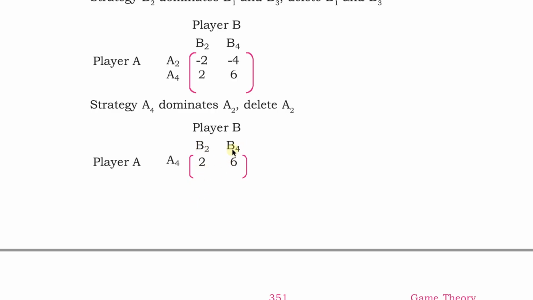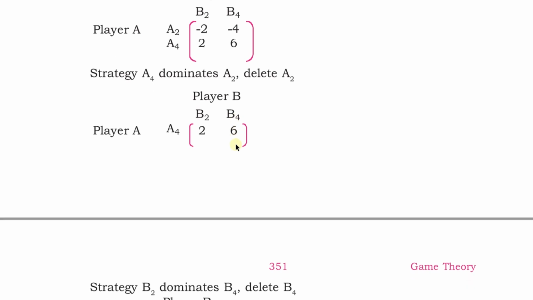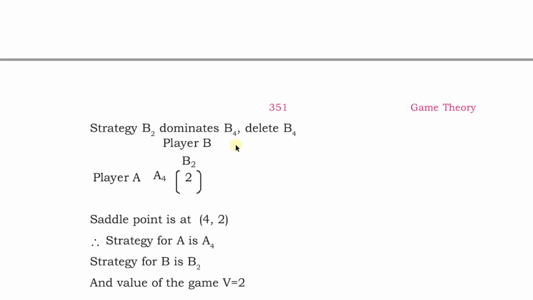Here we are going to do column wise comparison. So again the smaller one dominates the larger one. Therefore 2 is smaller than 6. Therefore B2 dominates B4. Hence while writing the next matrix we delete B4. So what remains at last here is A4 and B2. So fourth row, second column.